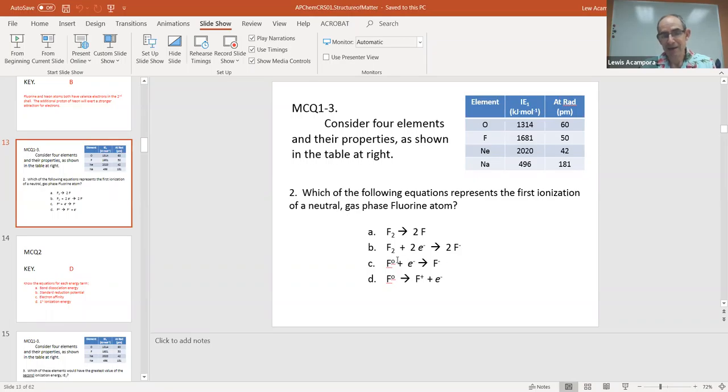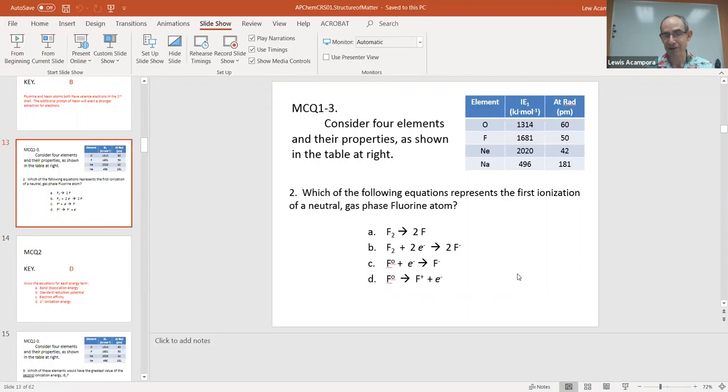Choice B, well, again, we're adding electrons to a fluorine molecule, and that fluorine molecule is splitting into 2 fluoride ions. This would be the standard reduction potential of fluorine. Again, it's an important quantity in chemistry, but not the ionization energy. Letter C, it comes close. In this case, a neutral isolated fluorine atom is gaining an electron to become a fluoride ion. There is a name for that. It is the electron affinity for fluorine, but it's not the ionization energy.